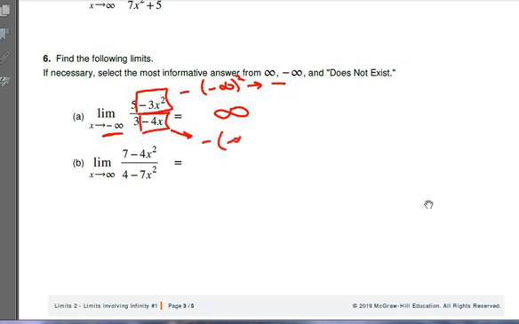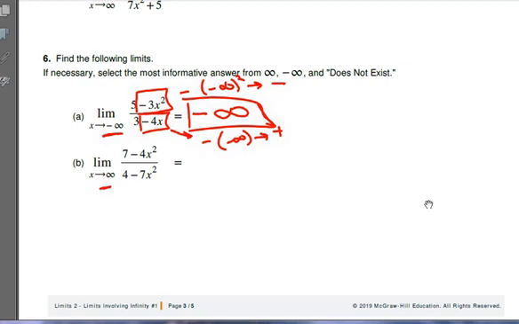The denominator, we have a negative 4, we'll just ignore the 4 for the most part here, and the x is being replaced with negative infinity. So negative times a negative is going to give us a positive. So negative divided by a positive is a negative. Negative infinity is the answer there. Hope you were able to follow that.